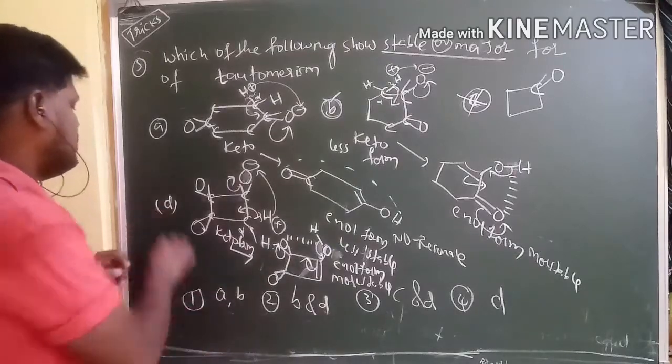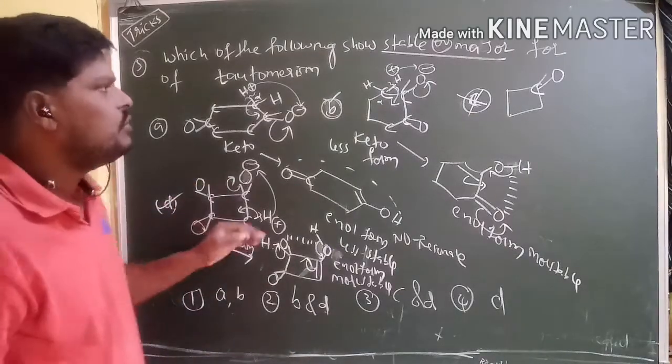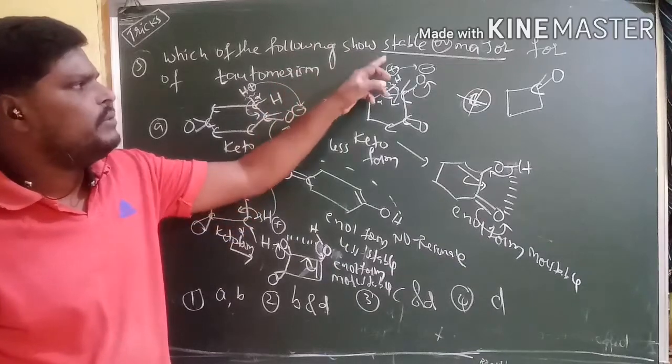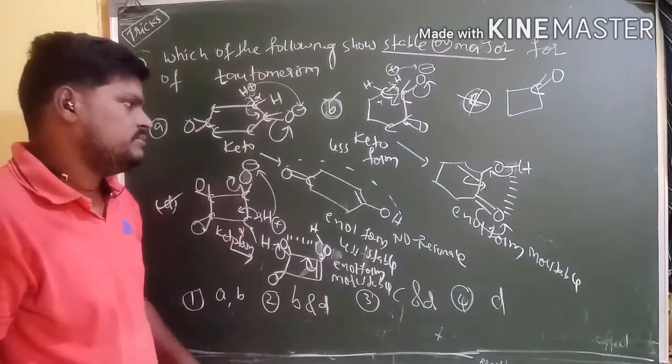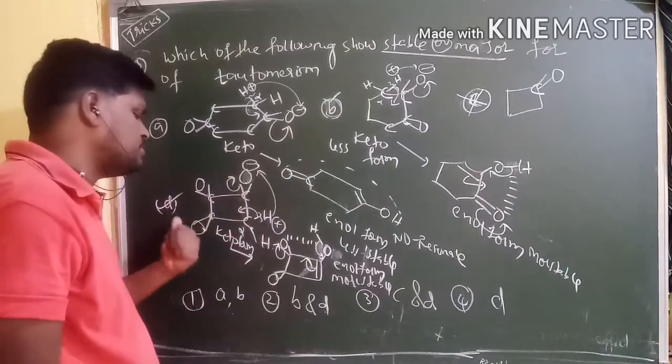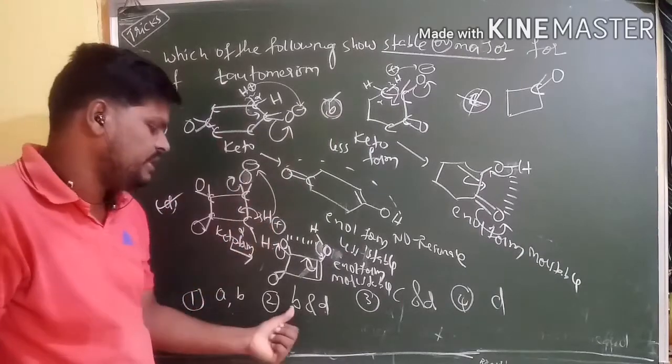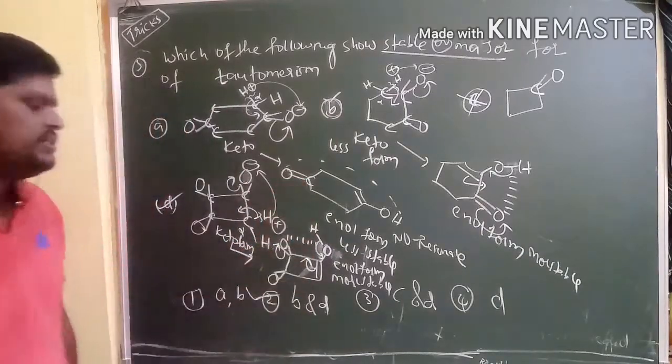So option D also shows the stable or major form of tautomerism. So option B and the fourth option are correct for this question, B and D. So in total, two options are correct for this one.